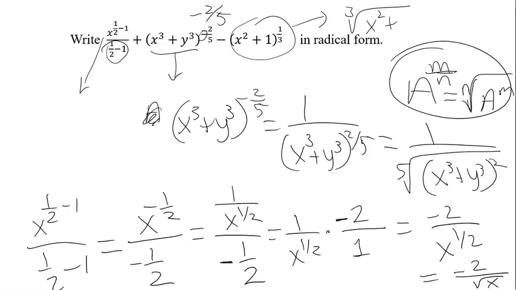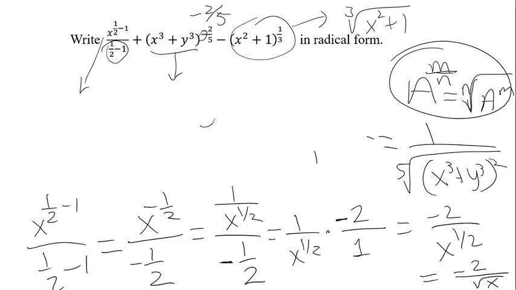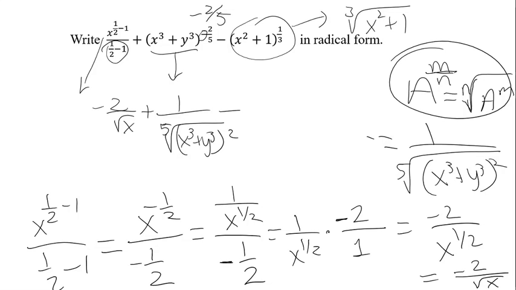Okay, use this one. And for this one, we have the cube root of x squared plus 1. So when we put all of them together, we will get either 2 over square root of x plus 1 over the fifth root of x cubed plus y cubed squared, minus the cube root of x squared plus 1. And as a further step, don't try to do this.